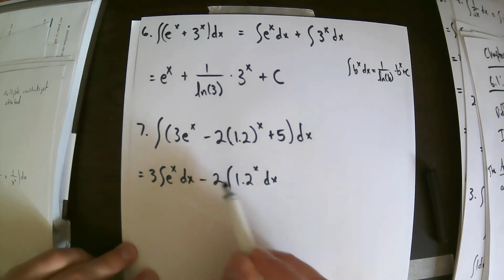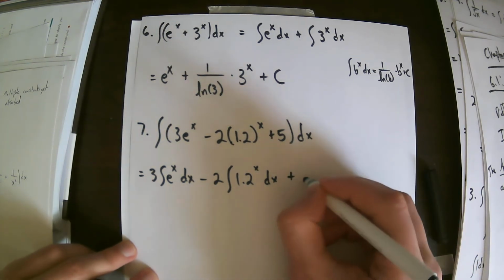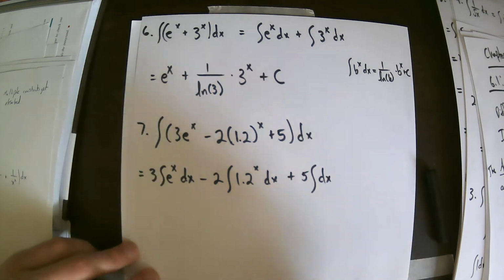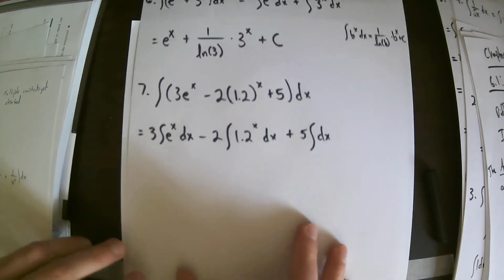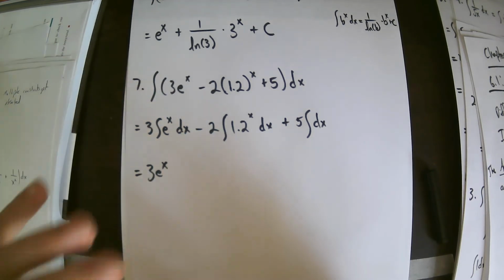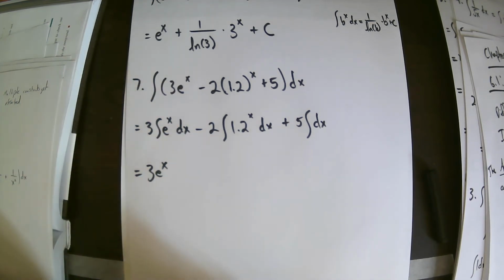That can come out of the integral. And then plus 5 times the integral of 1 dx, or just integral of dx. I can write it that way. Now here I'm going to have 3e to the x. That's nice. Integral of e to the x is just e to the x.